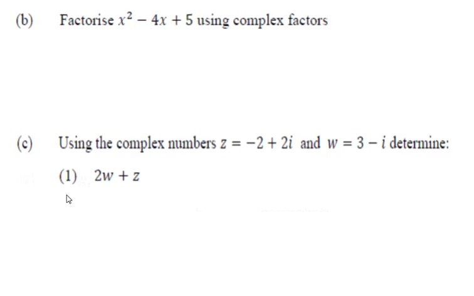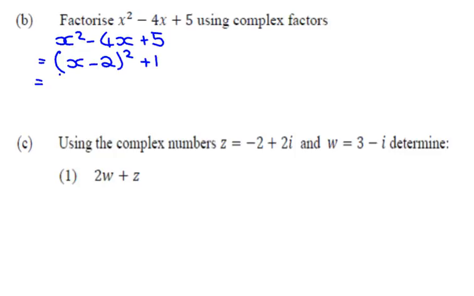Our next question is factorize x squared minus 4x plus 5 using complex factors. So obviously we want to start by completing the square. So you've got your x squared minus 4x plus 5, and we're going to complete the square. So we've got (x minus 2) squared plus 1. Turn that into a difference of 2 squares, which becomes x minus 2 minus the square root of -1, and x minus 2 plus the square root of -1.